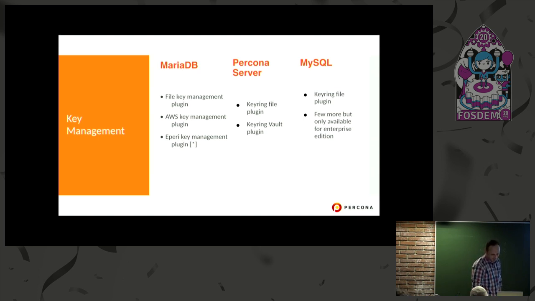Percona Server also provides the keyring file plugin. It's a plain text file, but currently it doesn't work if you encrypt it, so it's only a plain text file. Percona Server also provides the HashiCorp keyring vault plugin. If you use HashiCorp's Vault, you can store the keys there. MySQL also provides the keyring file plugin, but they have a few more, I think five or six, but these are only available in the enterprise edition.